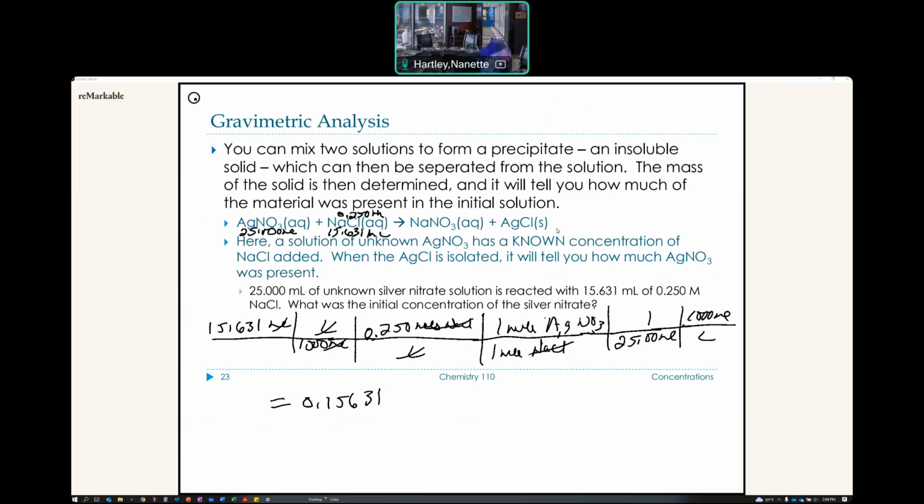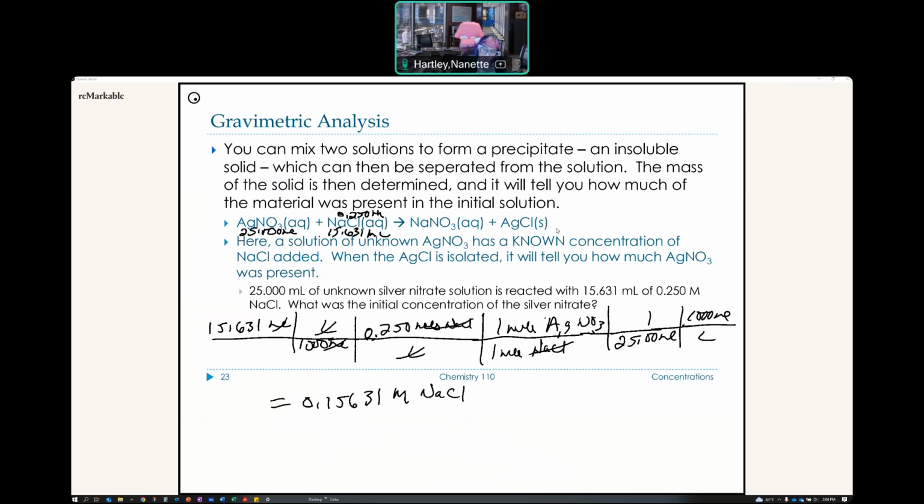Check that math again. Just something about it looks weird to me, so I just want to check the math. Okay. Yep. And so that's the concentration of the AgNO3 that I have. So we can do this based on the amount of the AgNO3 that we added. So that is a possibility.